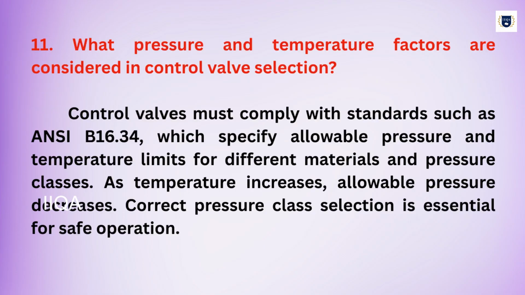What pressure and temperature factors are considered in control valve selection? Control valves must comply with standards such as ANSI B16.34, which specify allowable pressure and temperature limits for different materials and pressure classes. As temperature increases, allowable pressure decreases. Correct pressure class selection is essential for safe operation.